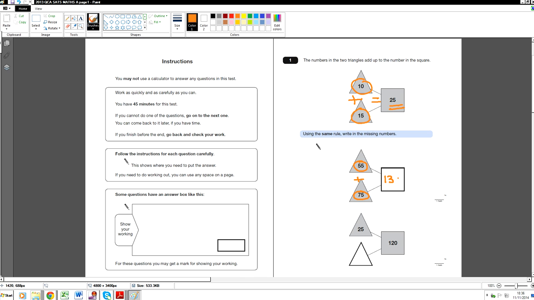Okay, 130. Well done. Now this particular question here, some of you might have got it quite easily, some of you might not. It's like a reverse question. So we got part of the question, we've been given the answer. So 25 add the number in the triangle together gives you 120. To work out the missing number, what do we do, Zainab? What's an idea that we do, Zainab?